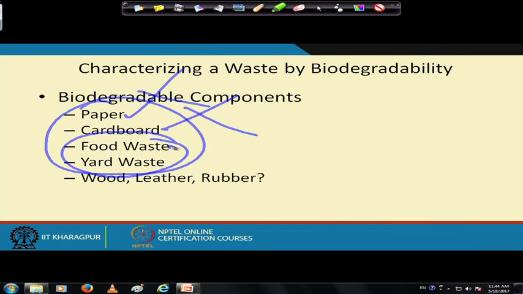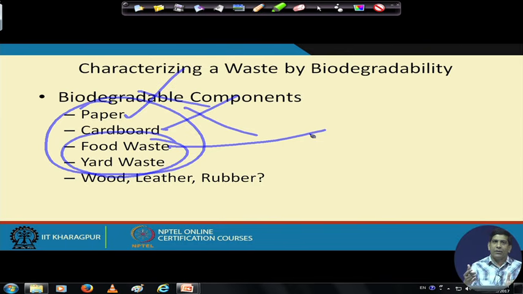Food waste, what happens? From our house, food waste starts traveling, but at the secondary collection point, part of it gets eaten up by cows, goats and other animals. So whatever food waste you think you are getting, actually you are not getting that when it comes to the compost plant, because it is getting eaten away. And if your collection system is not proper, if the waste is just sitting there for say 2 or 3 days, food waste will degrade.